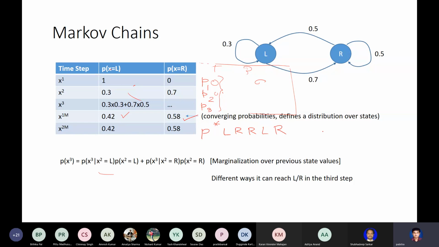Note that this sequence will never converge. This is probabilistic. So it's not that it will get stuck in one state. This state will keep on changing, and depending on this coin toss probability, it will oscillate between these two states. But the probability of being in state L or state R, those probabilities converge to some value P star.